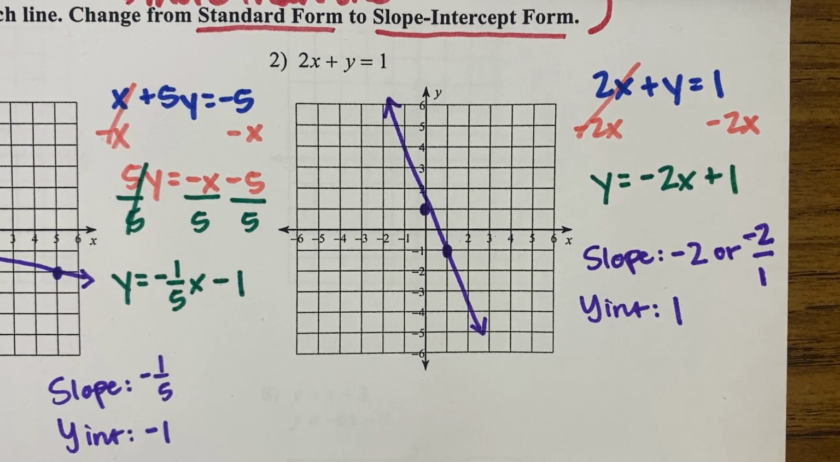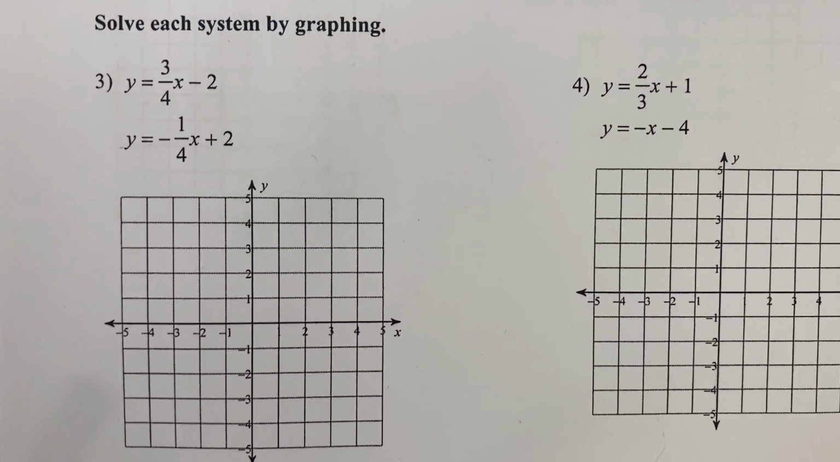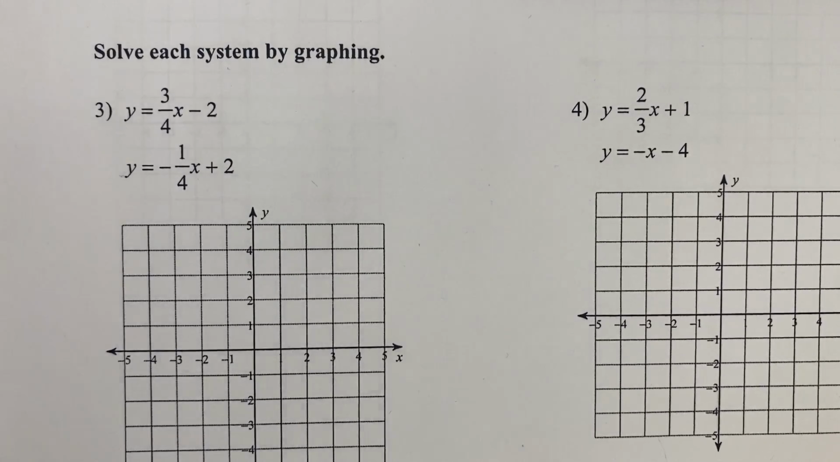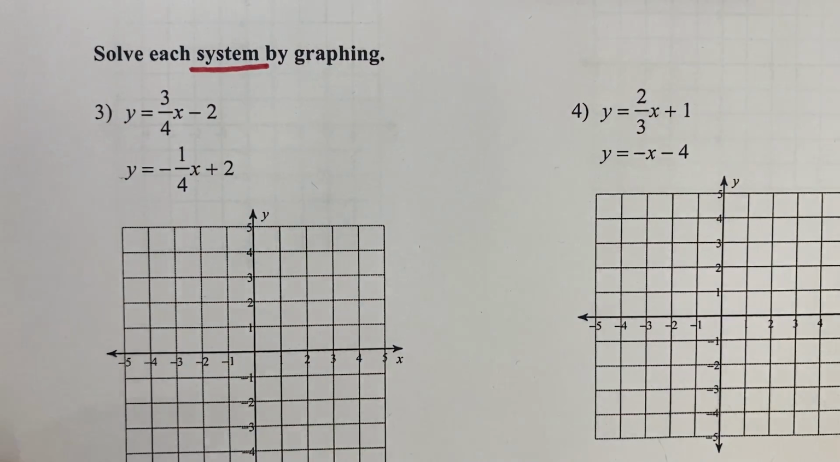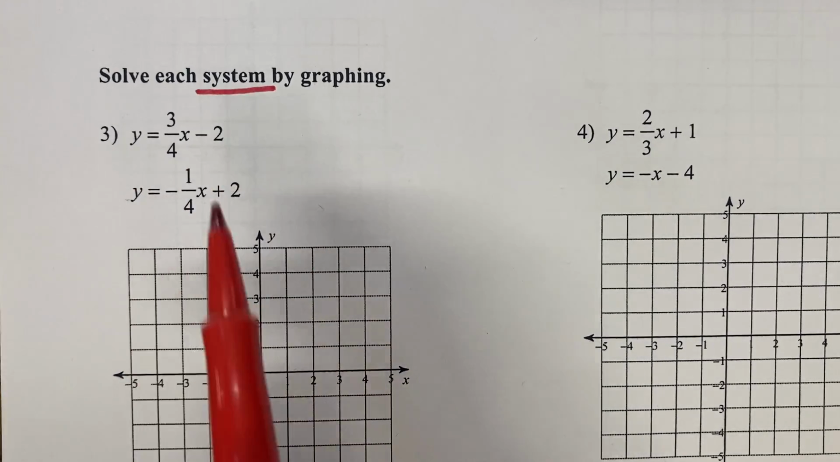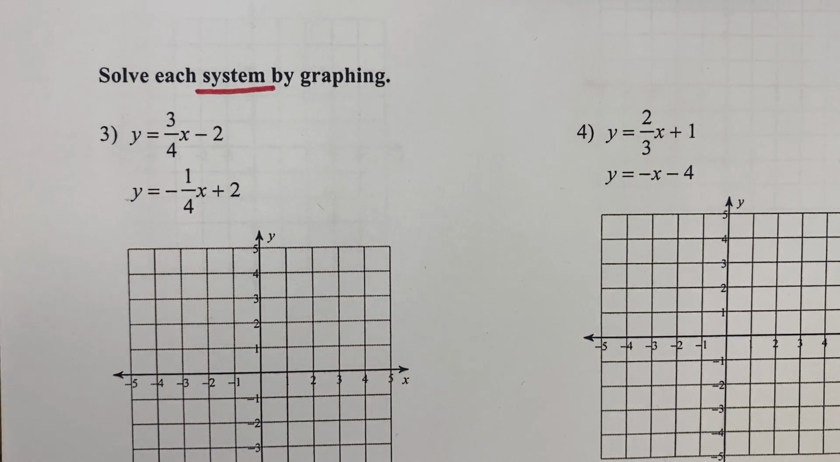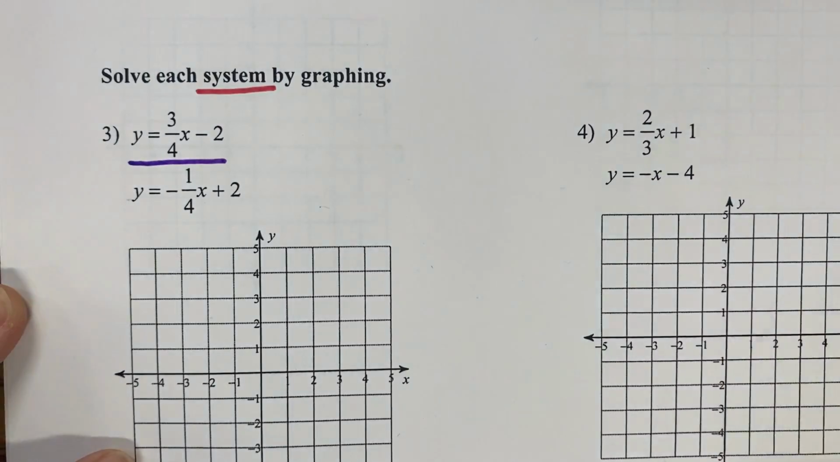Beautiful. Okay, now looking at 3 and 4. Now we're getting into systems because we have more than one. We have 2 now. Okay, so we're just going to treat this like graphing two equations. We're going to take it one equation at a time. So first, let's start with we'll call this our purple equation, the top equation.